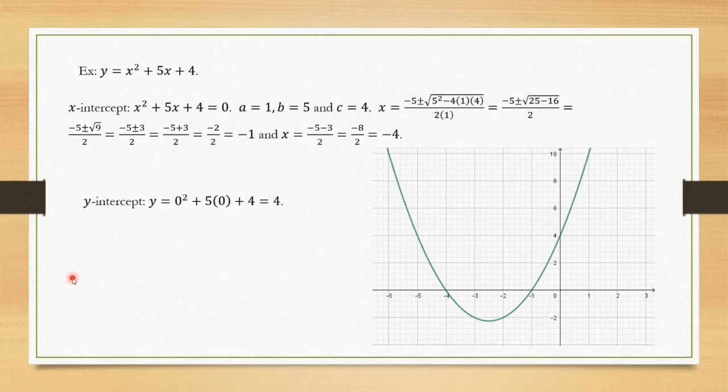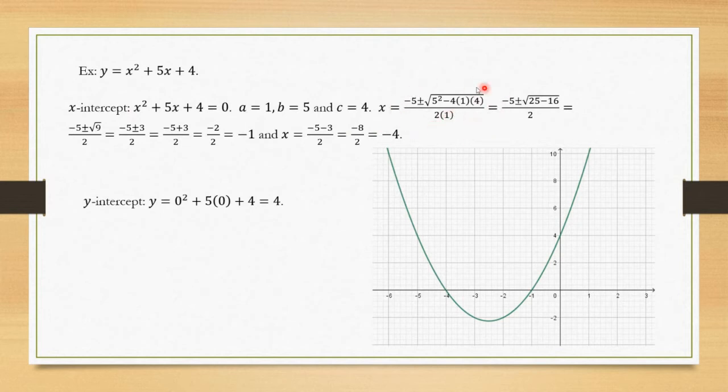I mean, usually on a quiz or test, I'll tell you which method to use. If I don't tell you, you could use any method you want. Any of the two, I mean. So from the quadratic formula, here we have a is 1, the leading coefficient. B is 5. C is 4. Plug it into the quadratic formula, we get this.